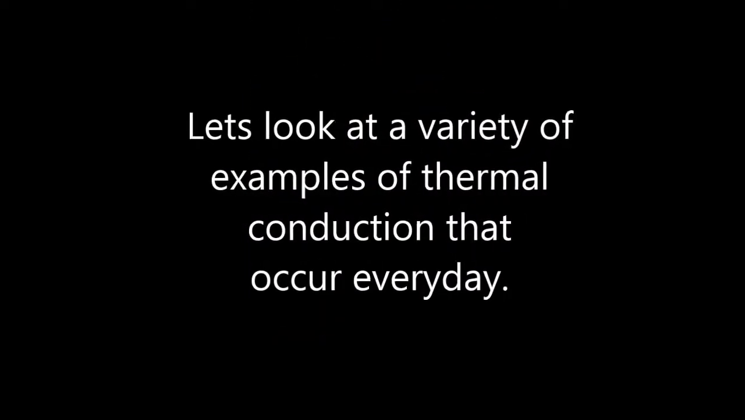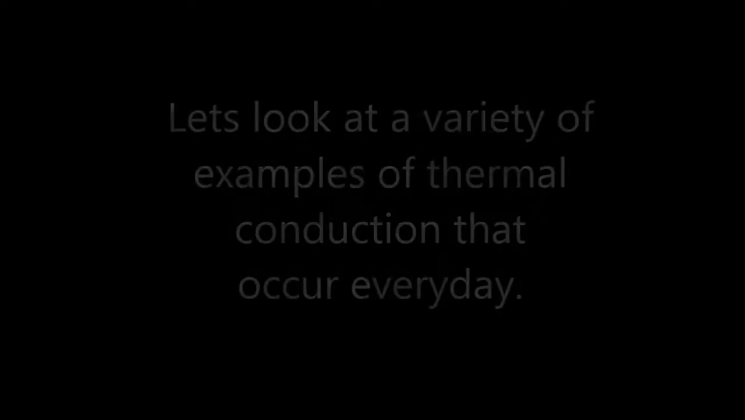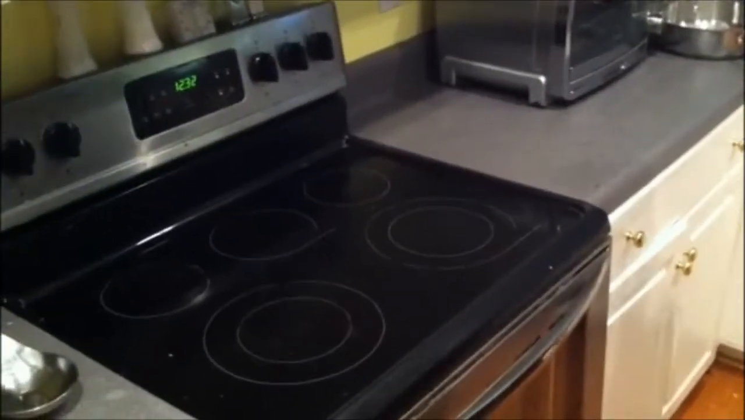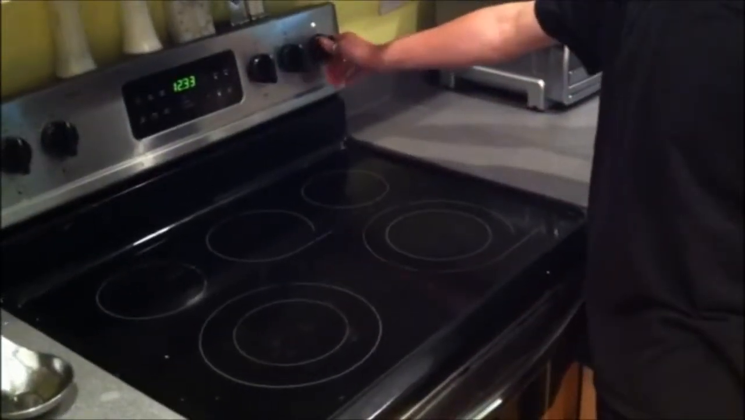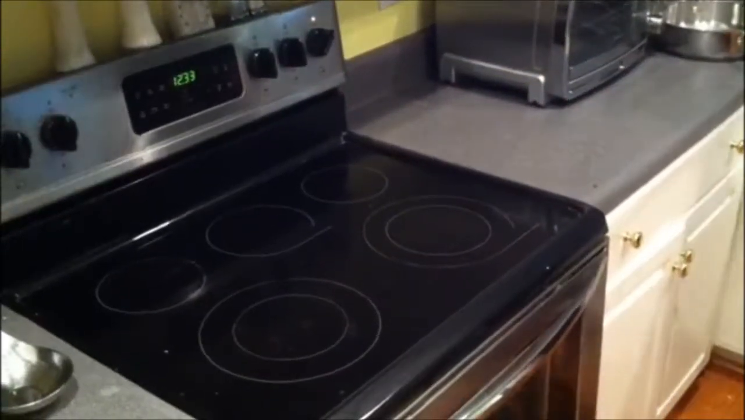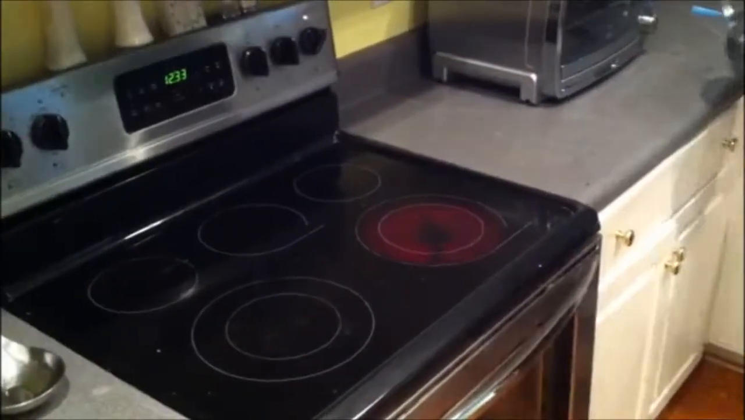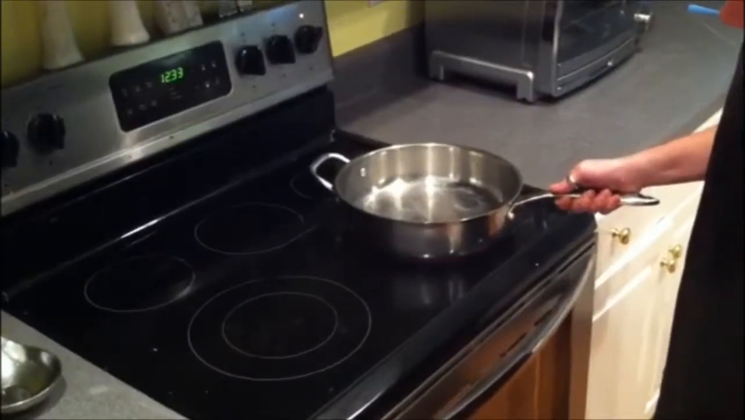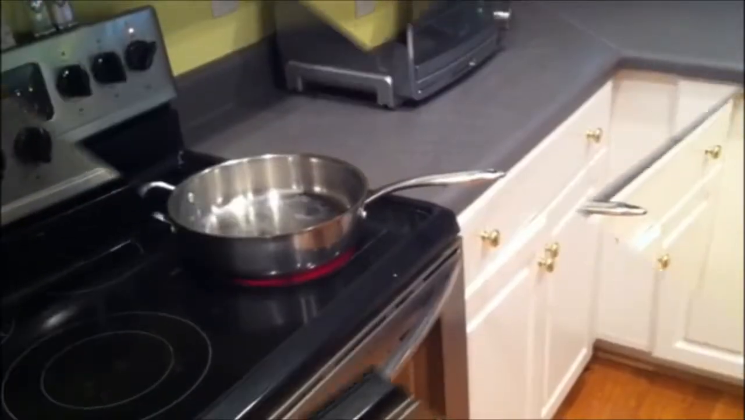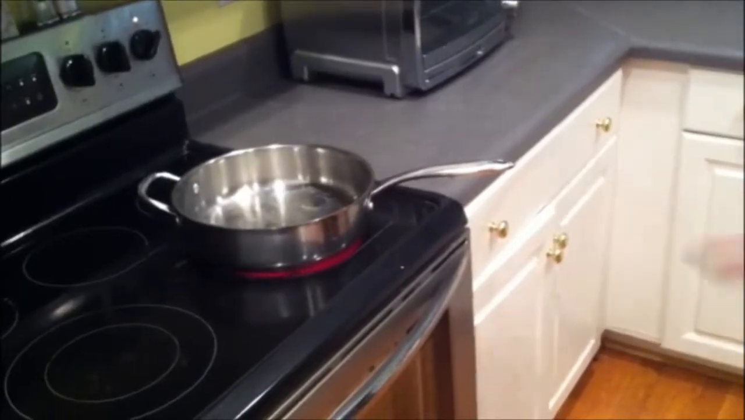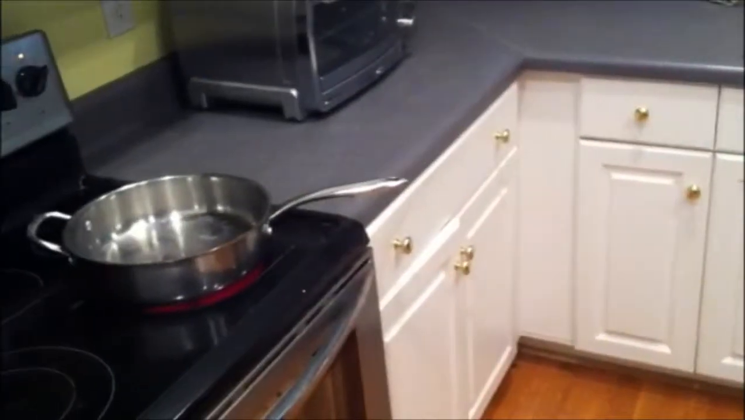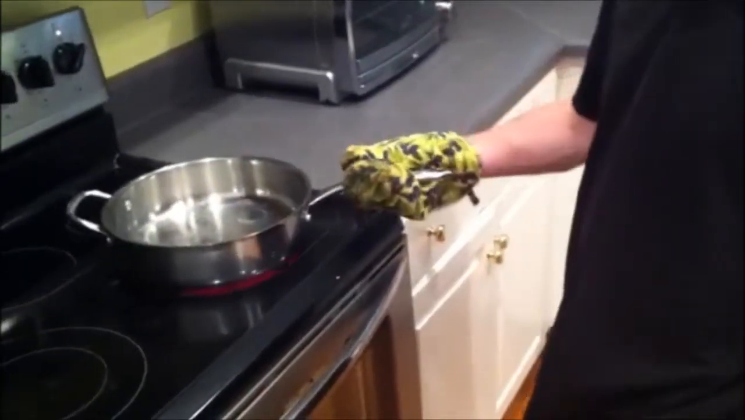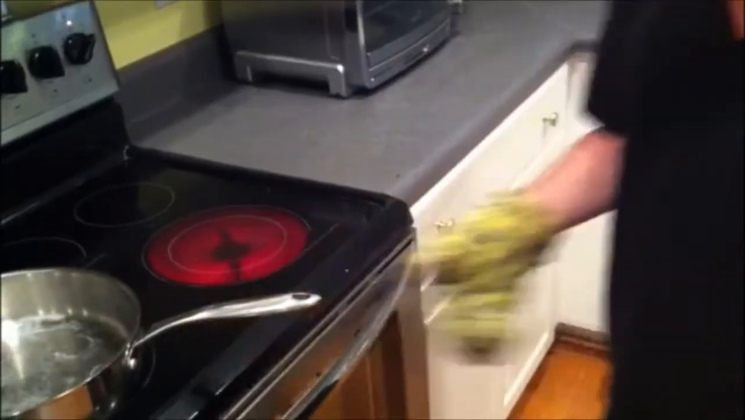Let's look at a variety of examples of thermal conduction that occur every day. When a cold aluminum skillet is placed on a hot stovetop, the skillet becomes very hot due to the conduction of heat from the burner to the skillet. You decide to touch the handle of the skillet after it has been on for several minutes, and now the handle is hot too. This is because heat was conducted through the portion of the skillet in contact with the stovetop all throughout the rest of the skillet.